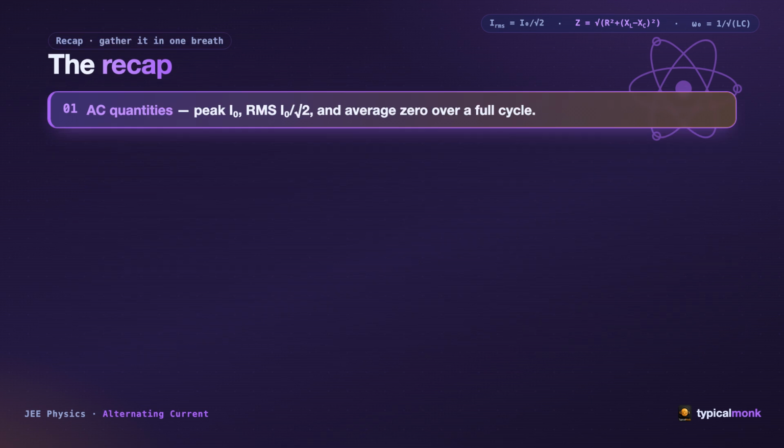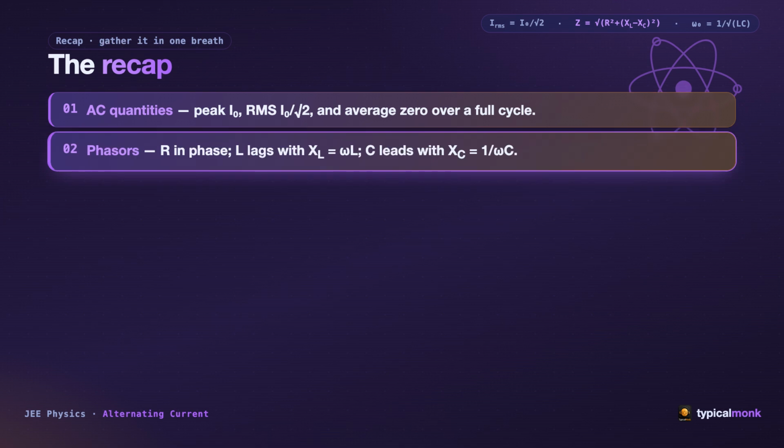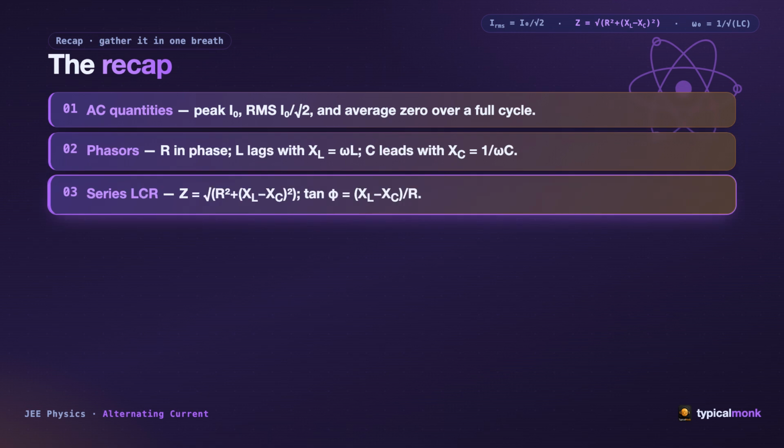Let us gather it all in one breath. The AC quantities: peak I naught, RMS I naught over root 2, and an average of 0 over a full cycle. Phasors: the resistor is in phase. The inductor lags with XL equal to omega L. The capacitor leads with XC equal to 1 over omega C. For the series LCR, the impedance Z is the root of R squared plus bracket XL minus XC bracket squared, and the tangent of phi is XL minus XC over R.